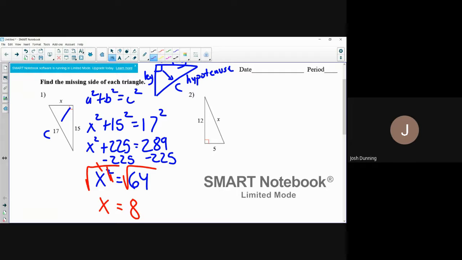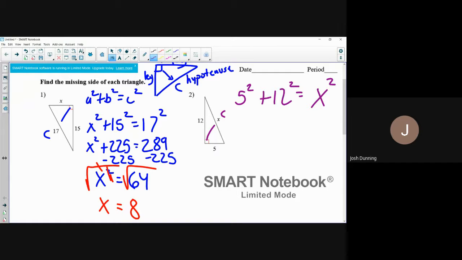Now, number two, again, across from the box. That has to be C. It's the longest side, it's the hypotenuse. That has to be C. The other two don't matter where you put them. So 5 squared plus 12 squared equals x squared. Or you could have 12 squared plus 5 squared. Those you can swap.